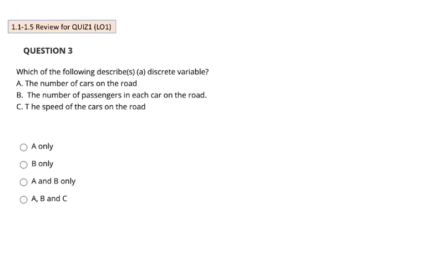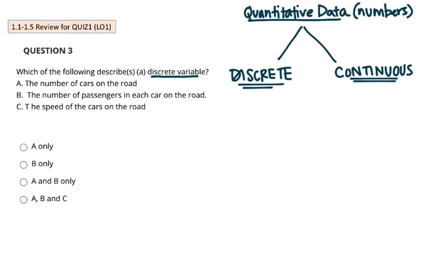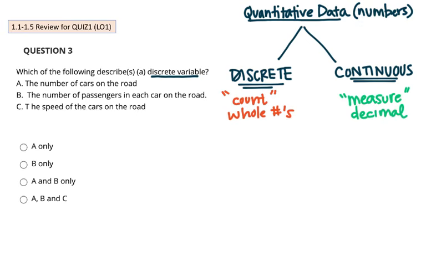Okay, another vocab question. It's asking about discrete variables. So before we go into this, when you have quantitative data, when you have number data, it's either discrete or continuous. So what's the difference? Discrete data is things you count. Okay, and so they are going to be whole numbers. Continuous data, on the other hand, these are things you measure. So these can have decimals. Okay? So let's look at each option.